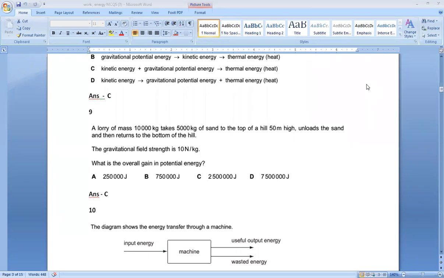So therefore you have to calculate the gain in the potential energy of the sand only. So I'll take mgh, 5000 into 10 into 50. So my option would be C.